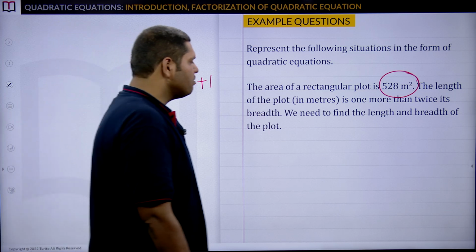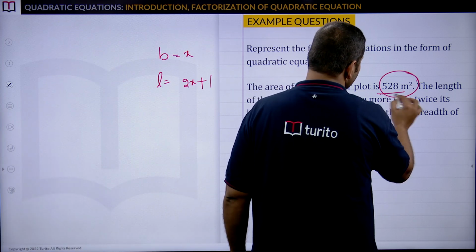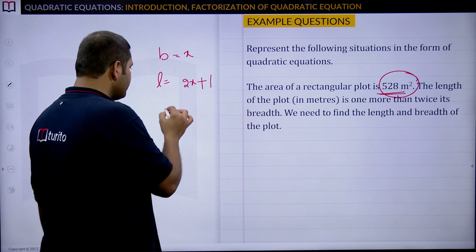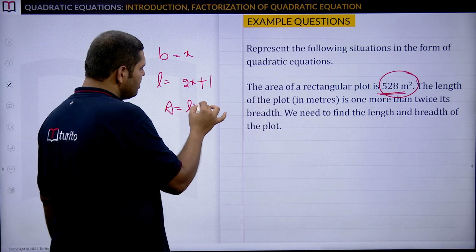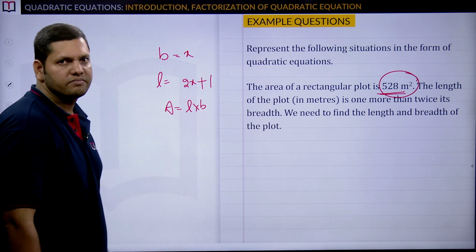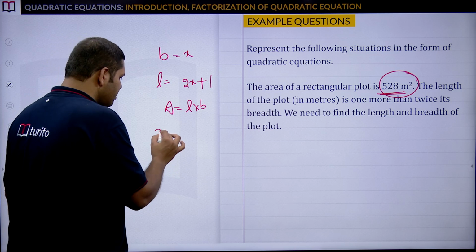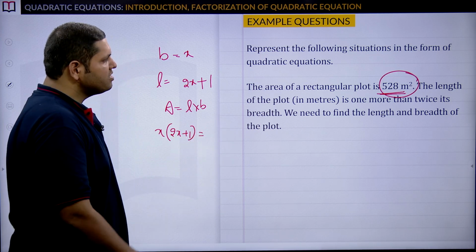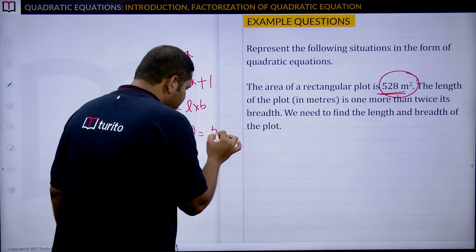But children, we know the area. So what is the area value? 528 meters square. Children, what is the area of a rectangle formula? A is equal to length into breadth. So length into breadth means x into (2x plus 1) is equal to the area value, 528.